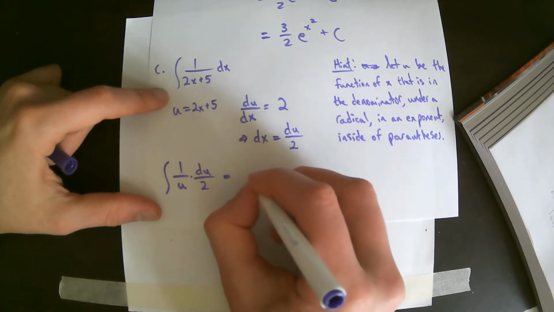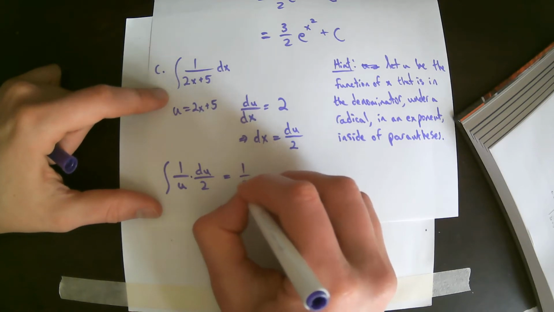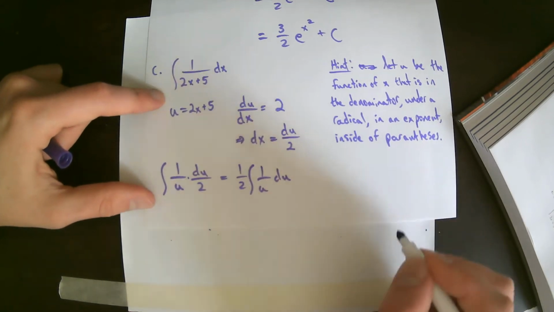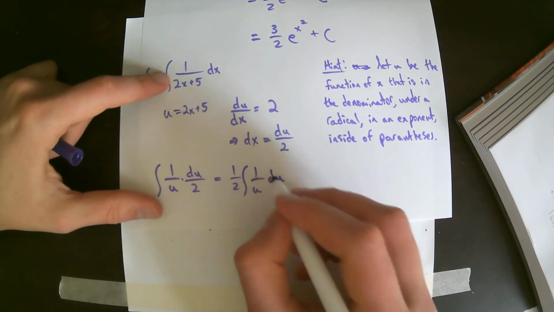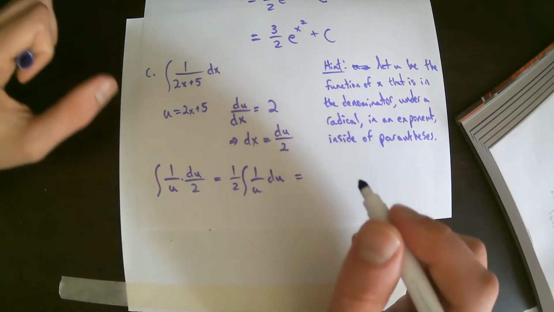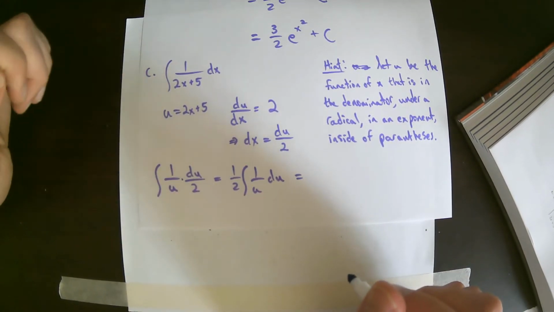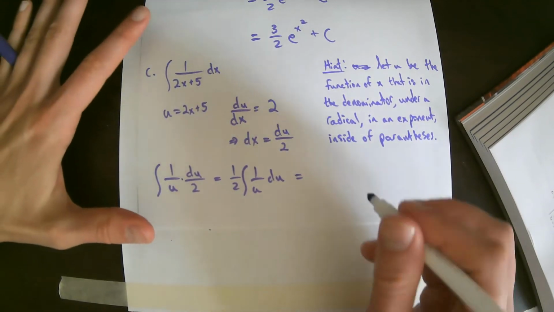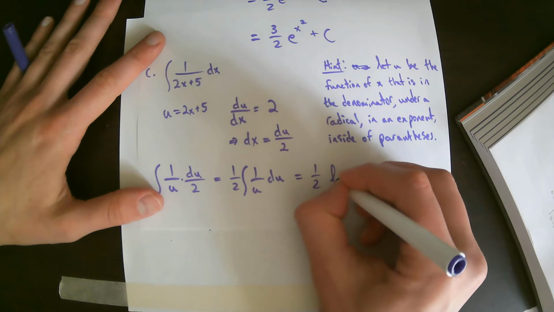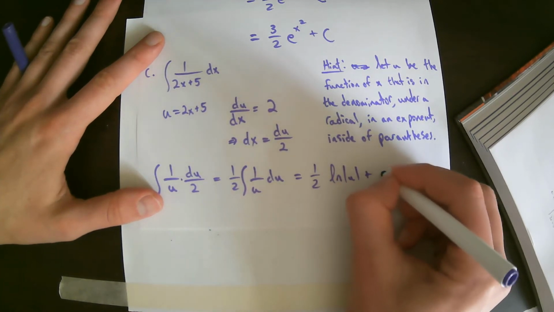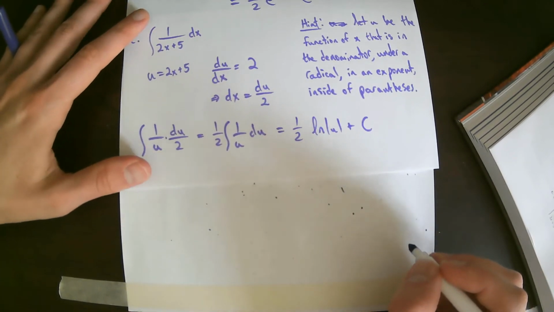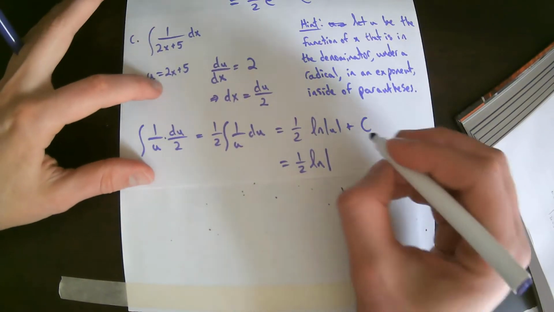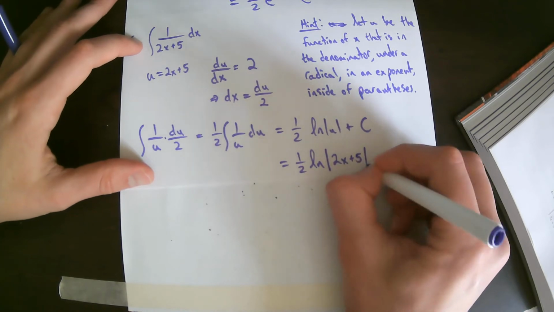This is going to be 1/2, I can pull that 1/2 all the way out of the integral if I want to, and then 1 over u du. But remember, this is u to the negative 1, and that's that special integral that the power rule does not apply for. It's going to be ln of absolute value of u, plus c. And then replacing u with 2x plus 5. There we go.